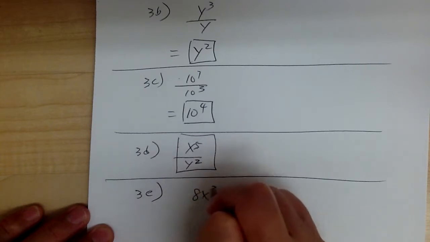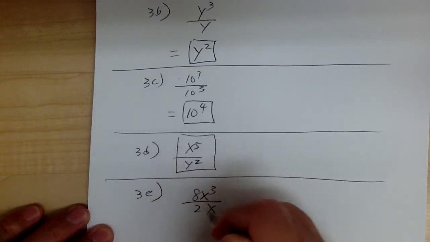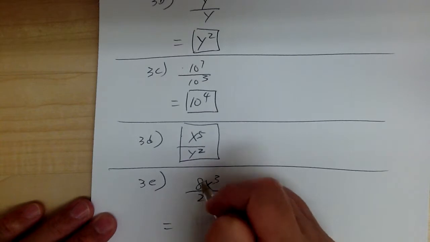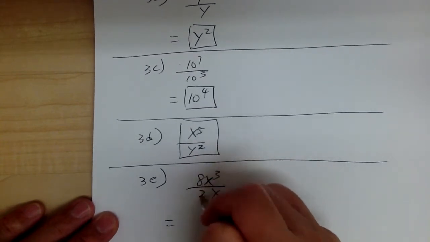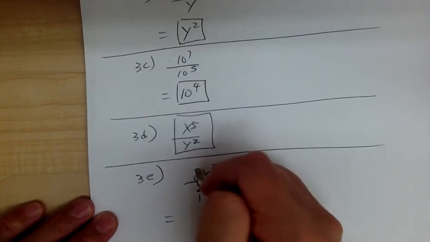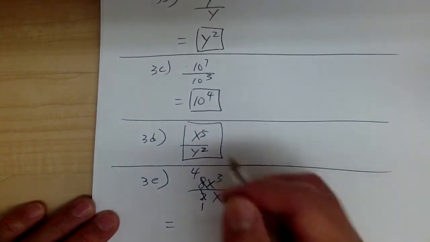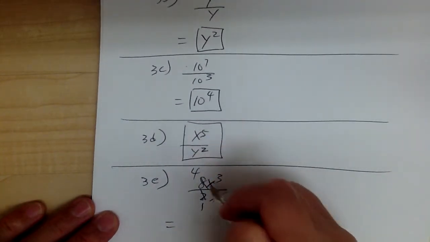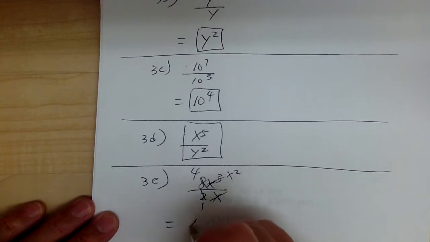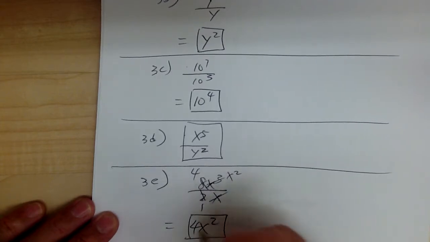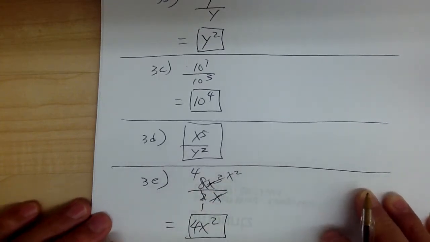You got 8x to the 3 over 2x. So in this case, you have to simplify the number. So 8 and 2 can divide by 2, so it becomes 1. This becomes 4. And x to the 3 over x becomes x to the 2. So the answer would be 4x squared. Okay, let's go to example 3f.